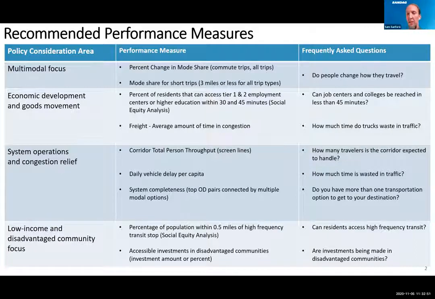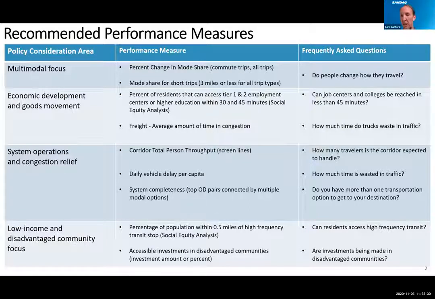The third policy consideration area on this slide is low income and disadvantaged community focus. So here we have the percent of population within a half mile of high frequency transit stops. And this is one of the social equity analysis performance measures. So we're going to follow a similar approach with the regional plan for social equity analysis, looking at the social equity focused populations and then their non-populations, but keeping in mind that CMCP geography. So not region-wide, but actually focused on that study area itself.